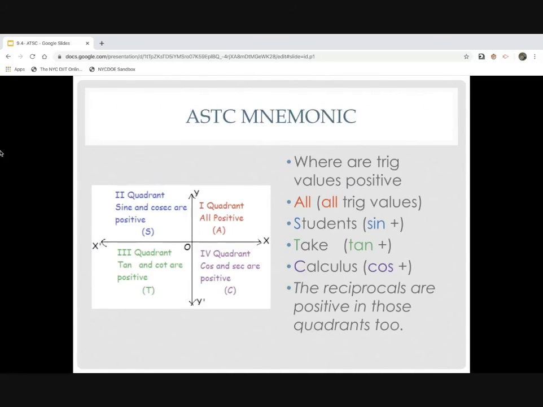A nice way of remembering this is the mnemonic all students take calculus. So in the first quadrant, all are positive. In the second quadrant, sine is positive. And in the third quadrant, tangent is positive. And in the fourth quadrant, cosine is positive.